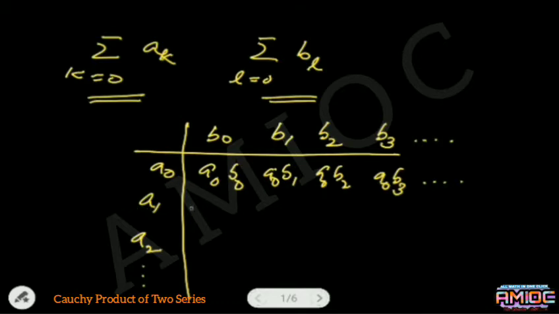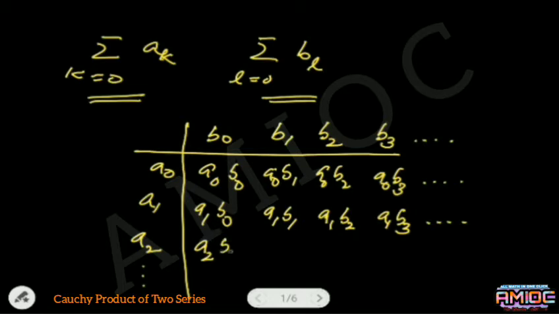This is the product of a1 and b0. Therefore, here the element a1 b0. Here a1 b1, a1 b2, a1 b3, etc. This is third row, first column, taking the products a2 b0, a2 b1, a2 b2, a2 b3, etc.